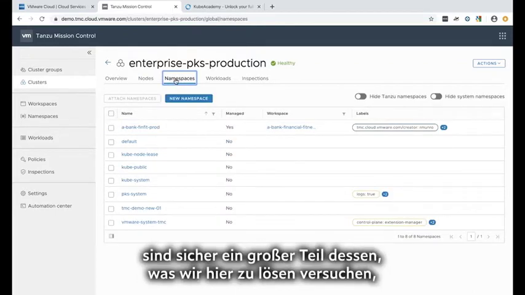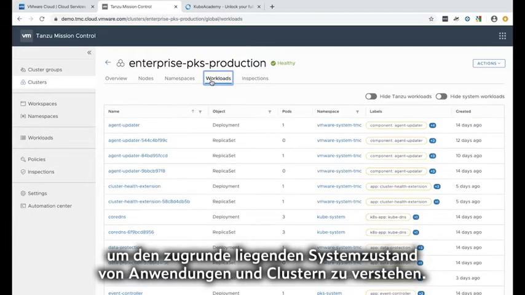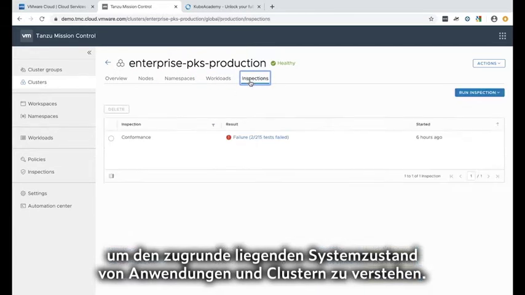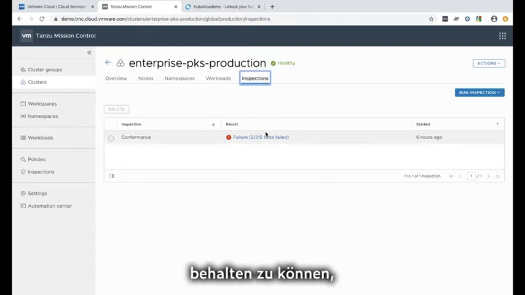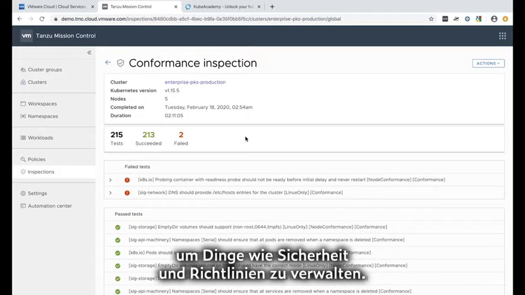Visibility, observability is certainly a huge part of what we're trying to solve for here, to understand the underlying health of applications and clusters. But what's also super important is being able to assert control into those environments to manage things like security and policy.